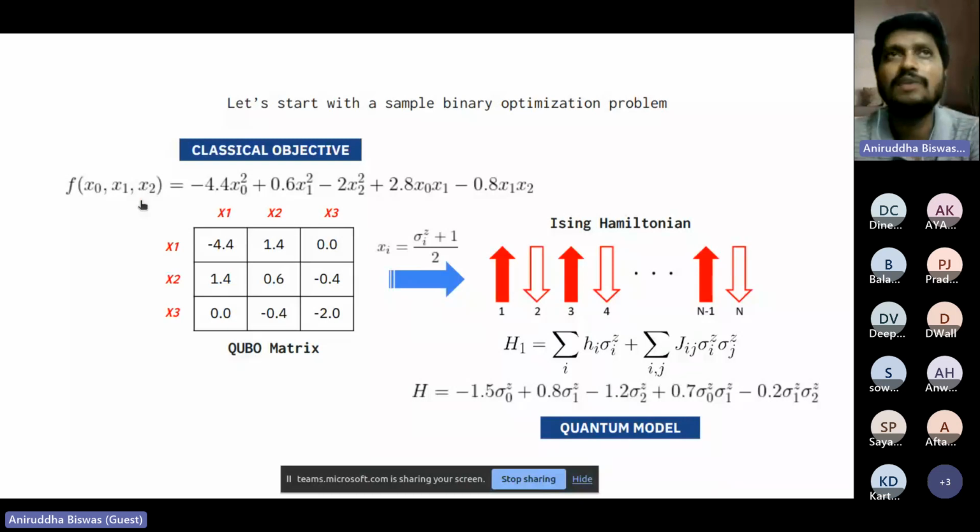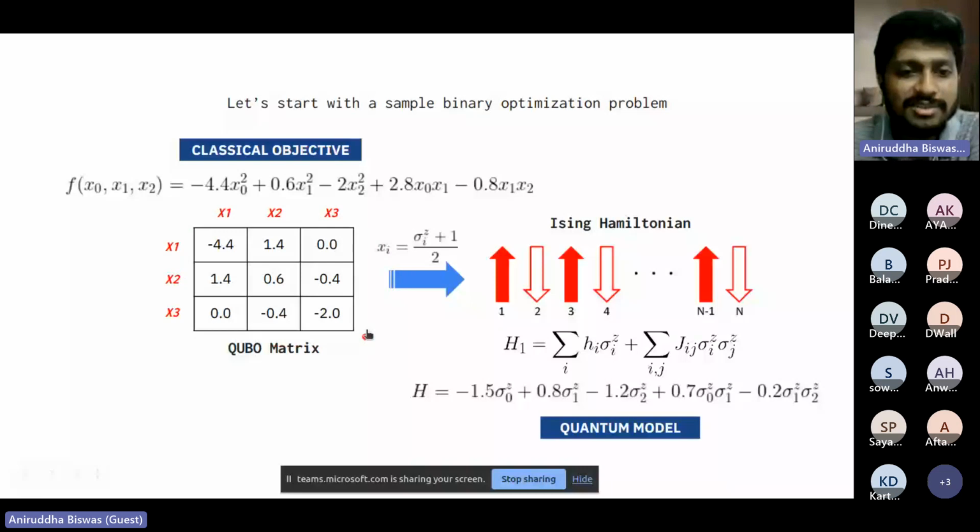Just for the simplicity of understanding, we have taken a 3 variable problem, which is quite easy to solve. You can do it by hand. There is no need of a quantum computer or classical computer to solve this, but you can still get some understanding of how this works. You can see there is a 3x3 matrix, or table form, that I have kept here. The binary polynomial can be represented in this table.